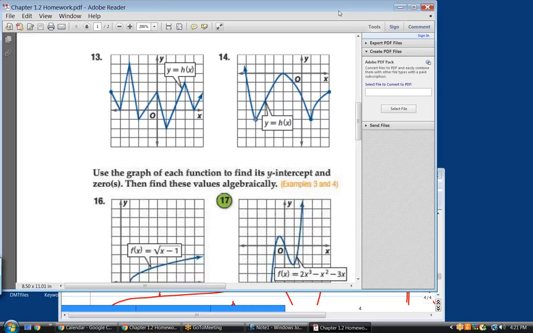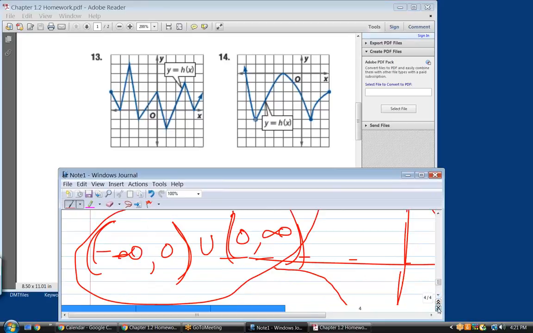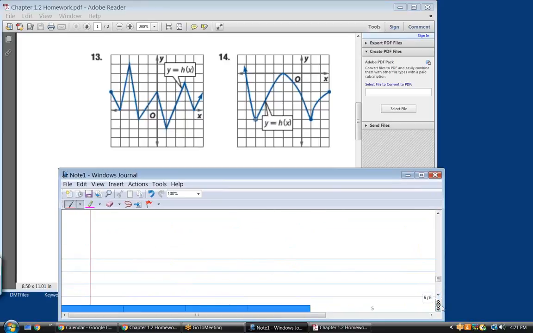Okay, so number 13, what's the domain? I see it starts off at 1, 2, 3, 4, -5, and it continues on to infinity. Okay, so tell me in interval notation what it is. Wouldn't I need a bracket on the left due to the solid dot? Yes. And then a parenthesis on the other side. Parentheses always go around infinities, negative or positive. You never have a bracket on an infinity.